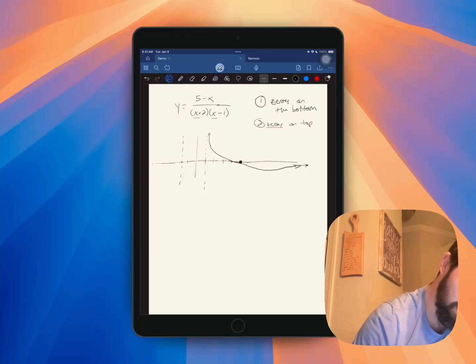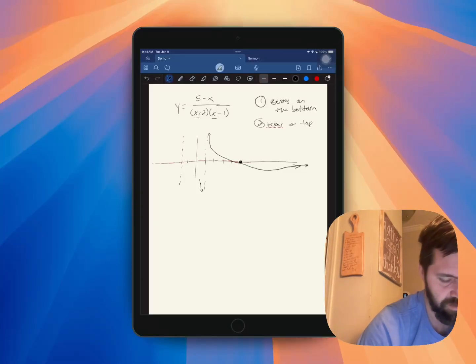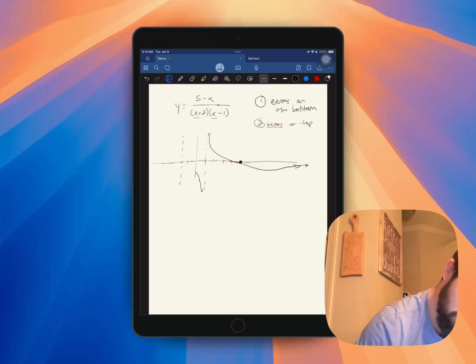Then on this side, if you think about something really close to 1 on the negative side, that's going to be negative, positive, positive. And so this is going to be negative here. And then really close to negative 2, like negative 1.9, is going to be the same thing. So it'll be something like that. And then really close to negative 2 on the other side, like negative 2.01, negative, negative, all that's going to be positive. And so you end up with something like that.